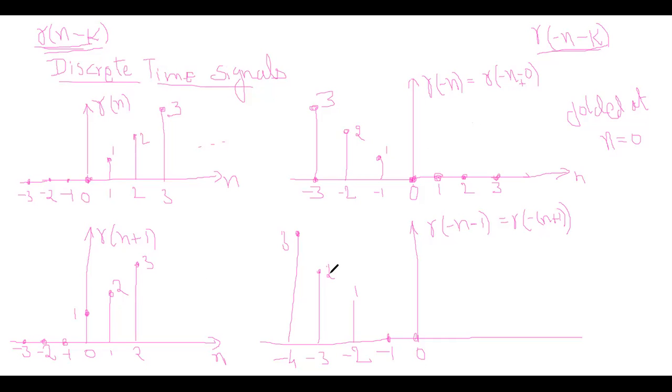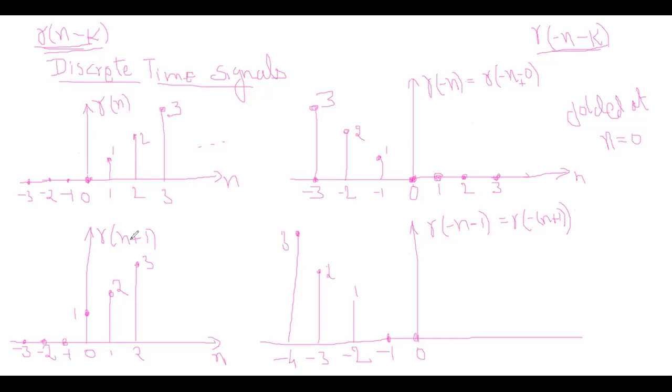Okay, now you can observe these two, r of n plus 1 and r of minus of n plus 1. R of n and r of minus n means folding occurs at 0. Folding occurs at 0. There is no change in the 0 value. 0 is 0 only. That 1 will get here, 2 will get here, and the 3 value will get here.